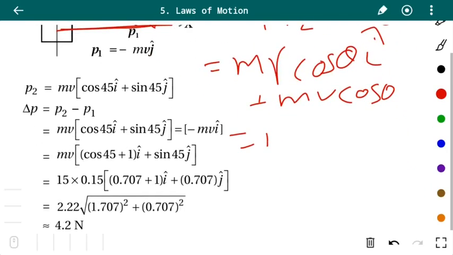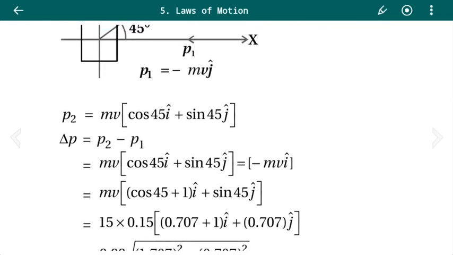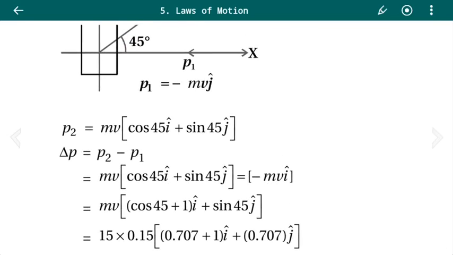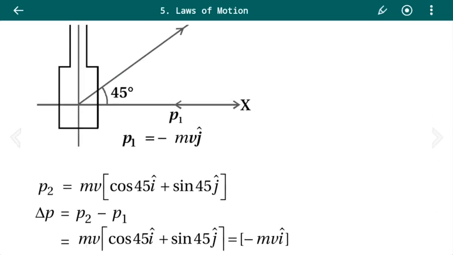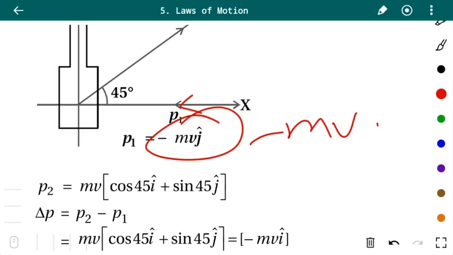Taking mv common, we get mv into cos theta i cap plus sin theta j cap. So P2 equals mv into, because theta over here is 45 degrees, mv cos 45 i cap plus sin 45 j cap. And here you can see from the figure P1 is mv and the direction is towards the negative x-axis. So here it should be minus mv i cap.